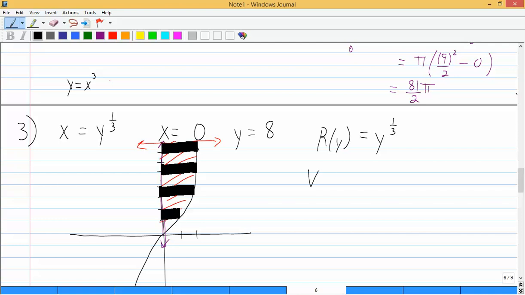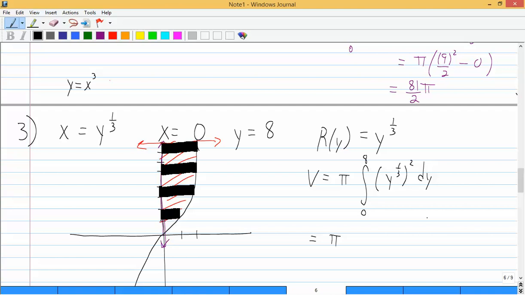Okay, so our volume. Now remember, when we have x equals a function of y and we use the disk method, if we have a vertical axis of revolution, which we do here, we have to use y intersection points instead of x. So the volume here is equal to pi times the integral of y to the 1/3 squared dy, and our intersection points, the y intersection points, are 0 to 8.